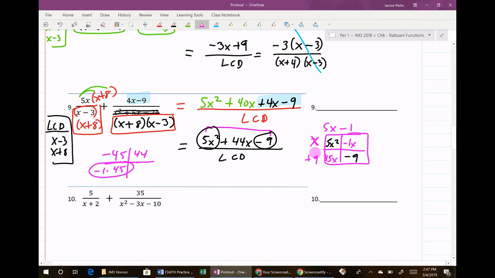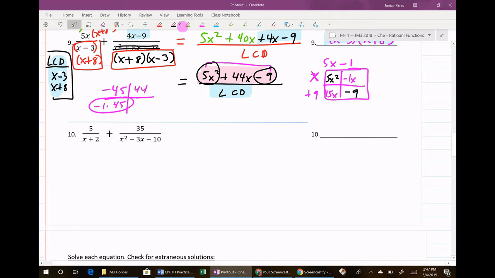Neither of those will cancel with the denominator, so I'm going to go ahead and write those in. 5x minus 1, x plus 9, and I'm going to put the LCD back in, x minus 3 and x plus 8. So this is this part, and the LCD comes from the LCD.